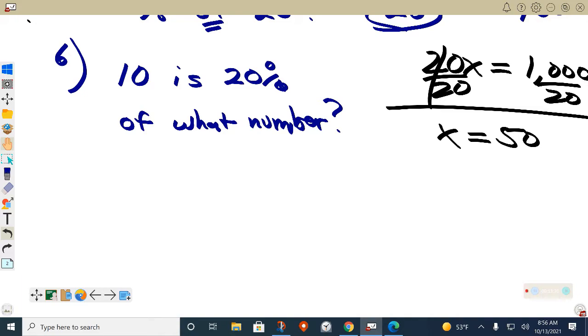Ten is 20% of what number? Go ahead and use the formula. I'll give you about a couple of minutes. Try to fill in the formula at least. Don't do the whole problem, but just fill in the formula.